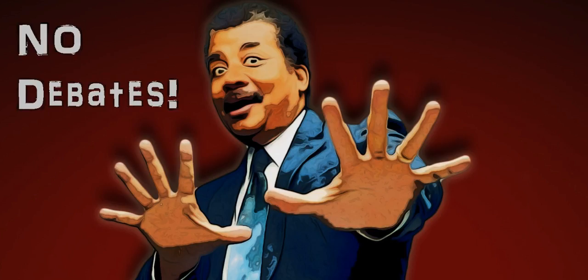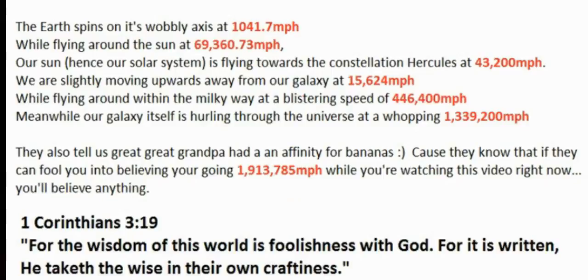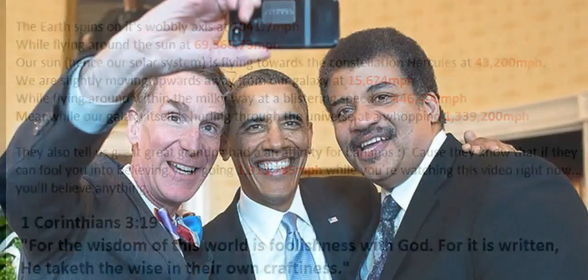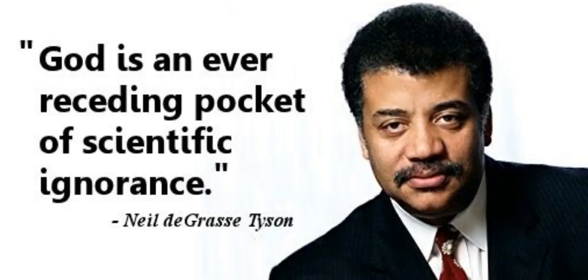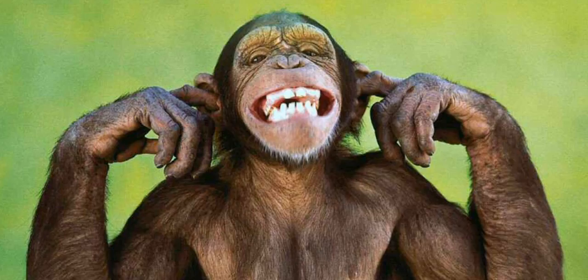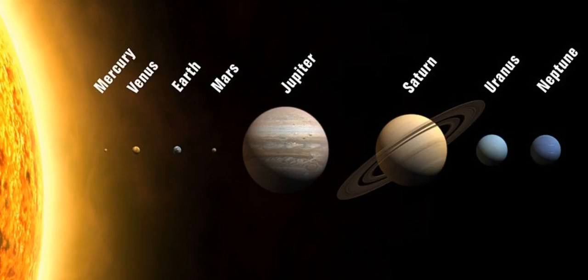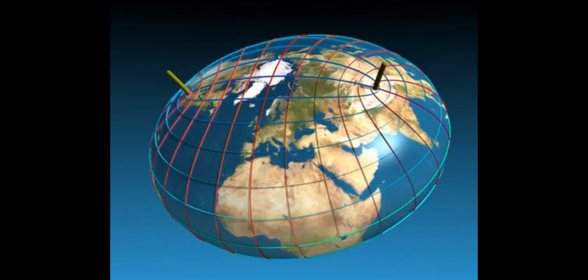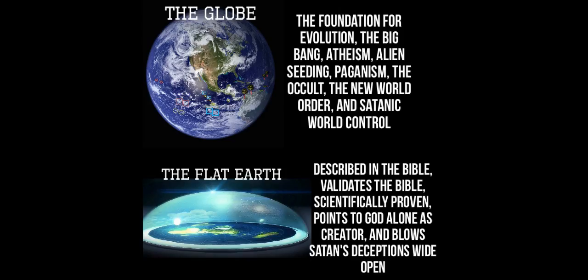No. Do you see Neil deGrasse Tyson debating anybody on this? The wisdom of this world is foolishness with God. And I'd be willing to bet that the wise that is taken in their own craftiness is the very wise that are living today, and that are telling you that you're on a spinning globe and that you came from a monkey when nothing exploded billions of years ago into a bunch of perfect spheres. I mean oblate spheroids. I mean pear-shaped planets. The Bible holds the truth, and it always has.